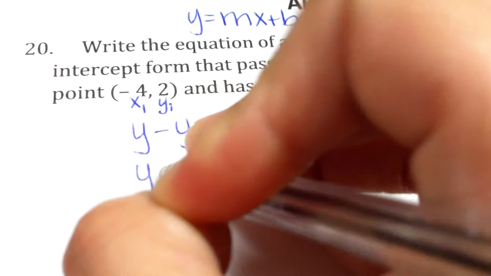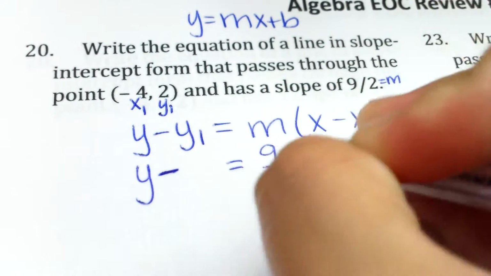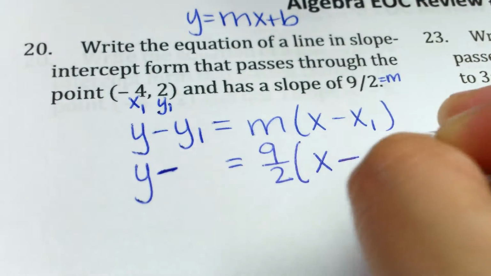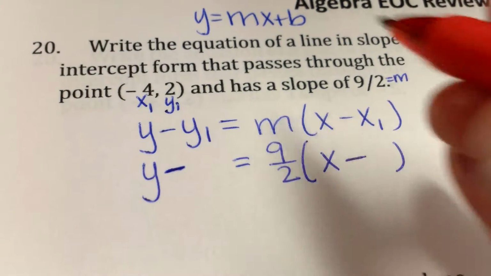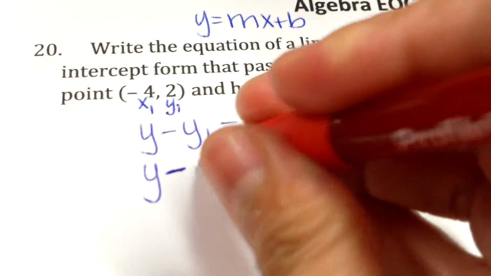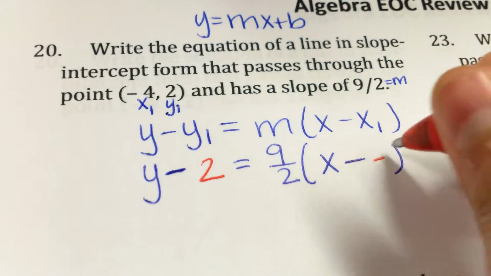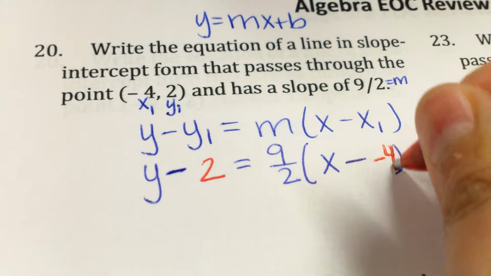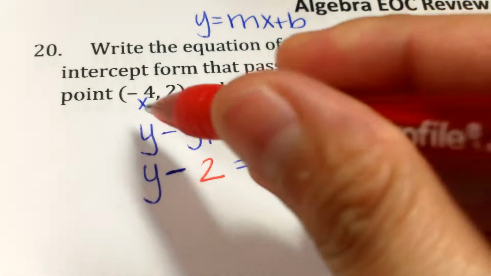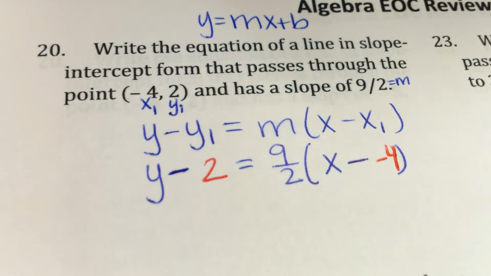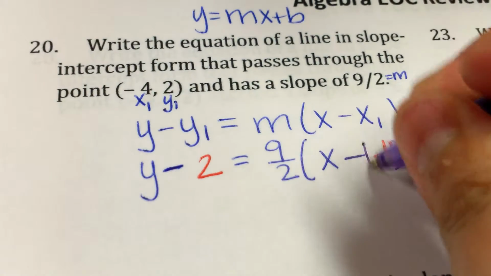So I'm going to have y minus, we're going to plug in right now in a little bit, m is 9/2, x minus, and then whatever x1. You need to put the minus signs because that's part of the equation. Now here my y1 is 2. Here my x1 is -4. You need to put that negative. That minus is part of the equation, and that negative is part of the number, so you need to put both. Now, when you have two negatives side by side like that, they become a positive.